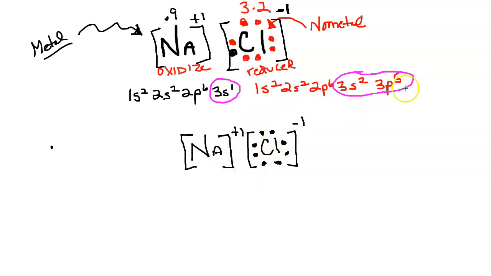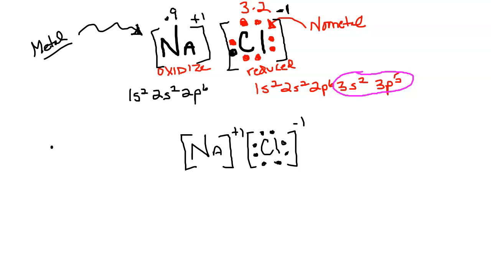Now, interestingly enough, you should notice that by the transfer of electron in this type of bonding, sodium lost its outer electron. And look here, now it's got a complete filled second shell. And chlorine, by gaining an electron, also attains a noble gas configuration.